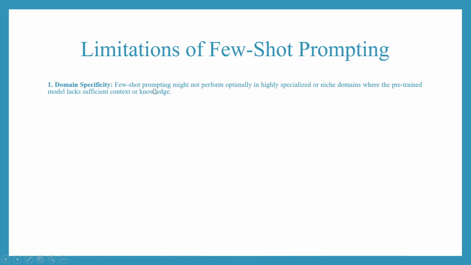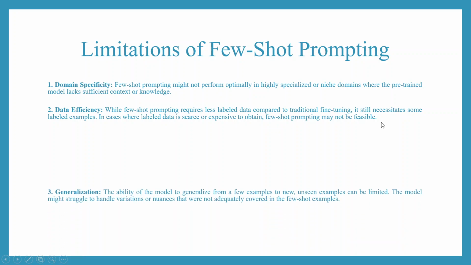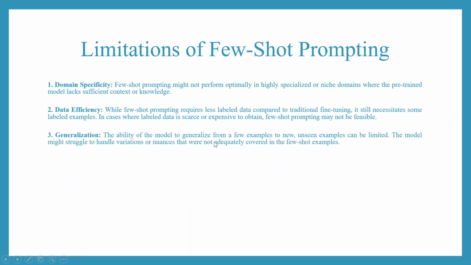Limitations. Few-shot prompting might not perform optimally in highly specialized or niche domains where the pre-trained model lacks sufficient context or knowledge. While few-shot prompting requires less labeled data compared to traditional fine-tuning, it still necessitates some labeled examples. In cases where labeled data is scarce or expensive to obtain, few-shot prompting may not be feasible. The ability of the model to generalize from a few examples to new, unseen examples can be limited. The model might struggle to handle variations or nuances that were not adequately covered in the few-shot examples.